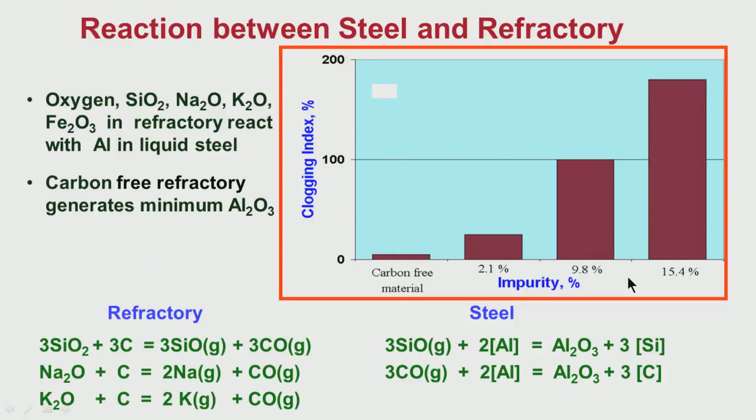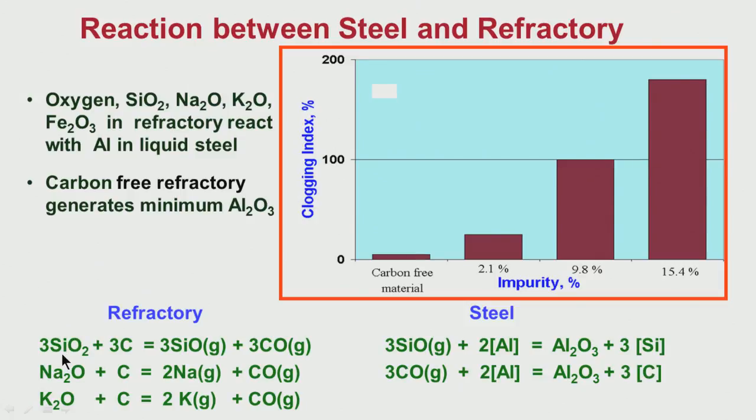Then I talked about the importance of refractory. What are the constituents in refractory which can cause reoxidation in liquid steel? I had mentioned that the refractory should not have a source of oxygen, that means SiO2, sodium oxide, potassium oxide, iron oxide. The carbon also in the refractory, as an impurity, should be as low as possible.